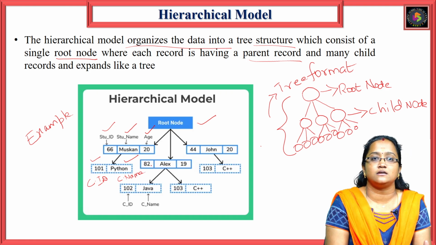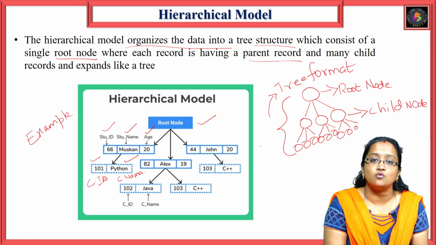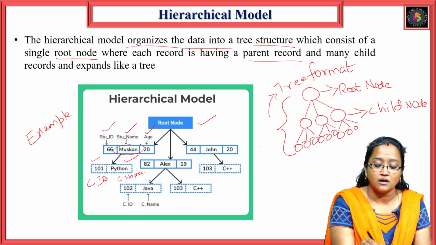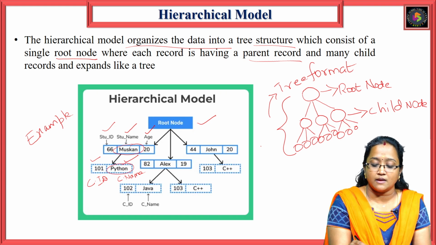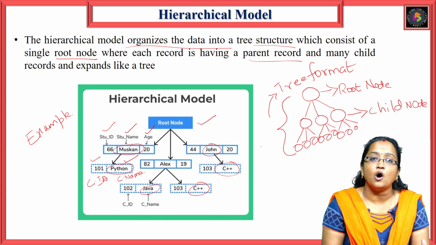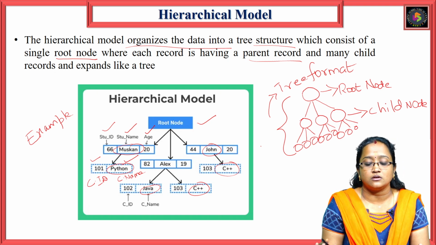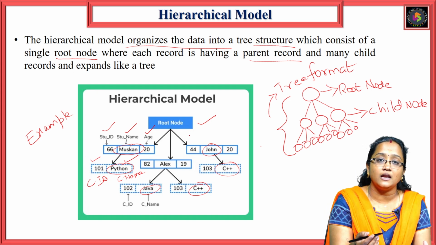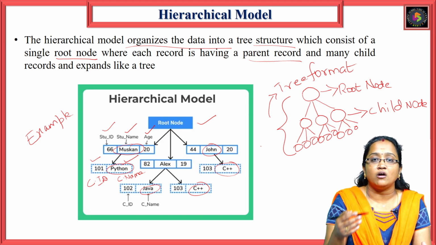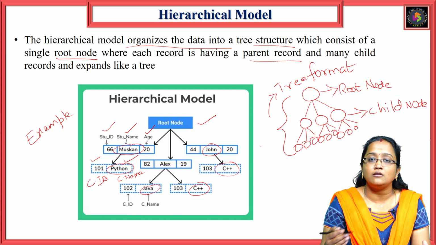A single student can register for many courses, any number of additional courses. That's why we have a single student here. This one student is registering for Python. There's another student, Alex, who is going to register for Java and C++. Next, John is going to register for C++, with this course ID. So the data will be organized in the format of a tree structure: first the root, next the child, then this child node will have another child. This is shown in a tree-like structure, like a hierarchical order.